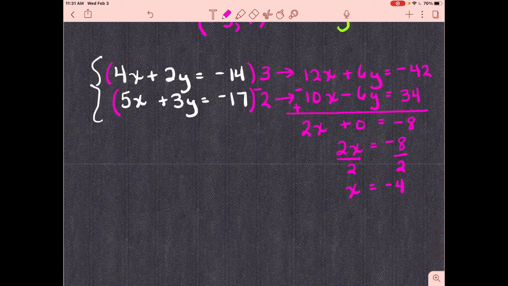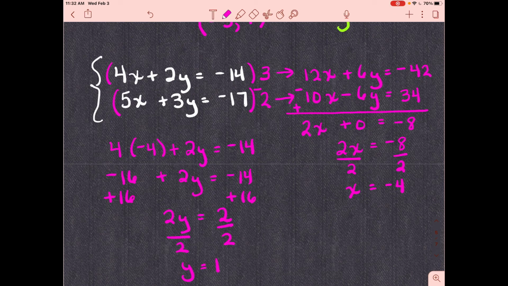And I need to take my -4 and plug it into one of these equations. 4 times -4 plus 2y equals -14. -16 plus 2y equals -14. I'm going to add 16 in my quest to get y by itself. That's a positive 2. And oddly enough, this is actually going to end up being quite simple and not a messy number at all. Right, so I have a final answer of -4 for x and 1.